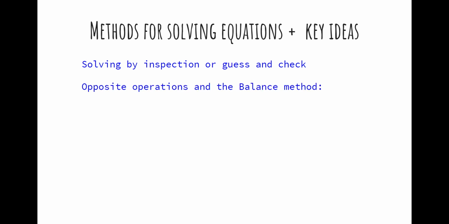And we're going to talk about a variety of methods and some key ideas to solve these equations. The first one that we're going to look at is something that is very friendly, very easy, something that we call solving by inspection or solving by guess and check. Then we're going to talk a little bit about other methods that you probably know, something that we will call the balance method that involves using opposite operations, which means to balance whatever we do to one side by doing the same thing to the other side.